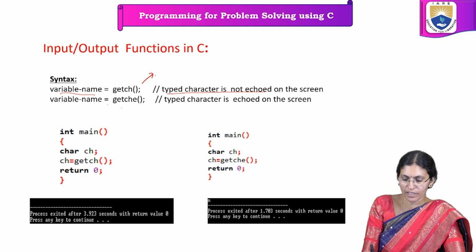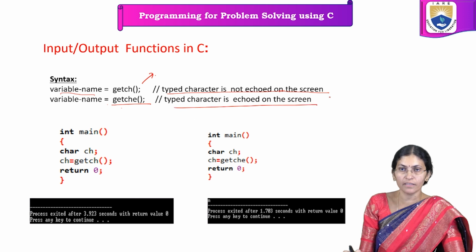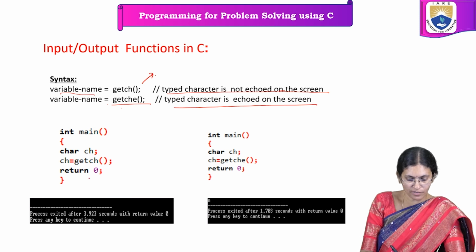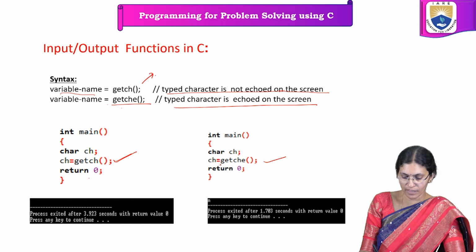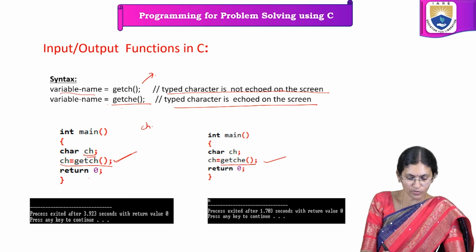Here the typed character is not echoed on the screen, whereas in the case of this function, the typed character is echoed on the screen. Let us illustrate it with the help of a simple program. In the first program, we have taken only getch. In this program getch is used, and in the second program getche is used to read the character data. Here we have initialized a variable belonging to character type, ch. Next, the control is transferred to the next line.